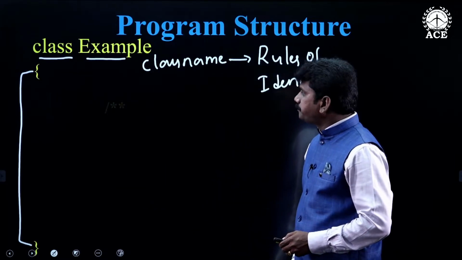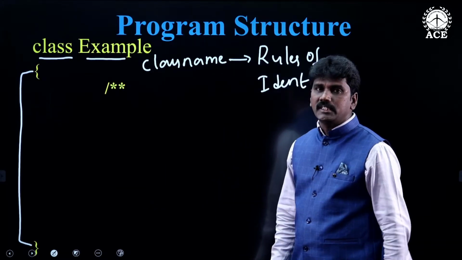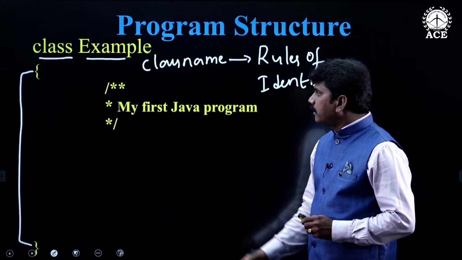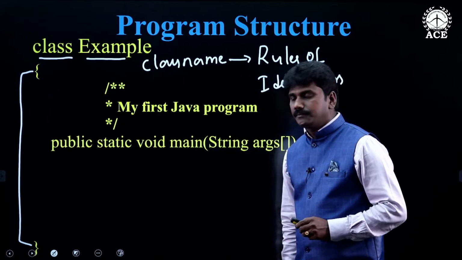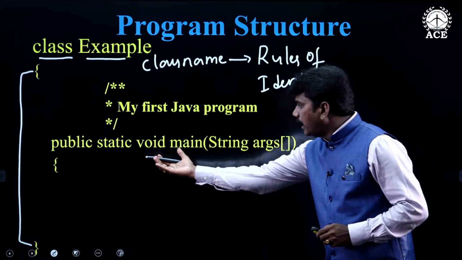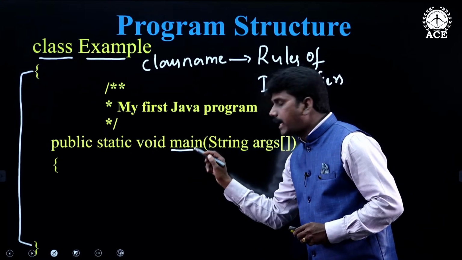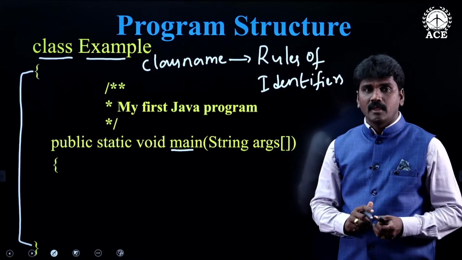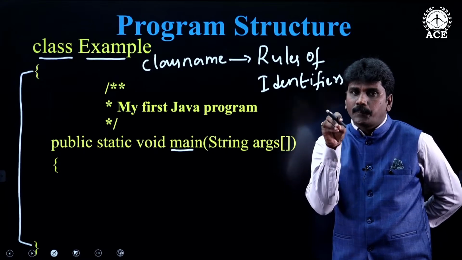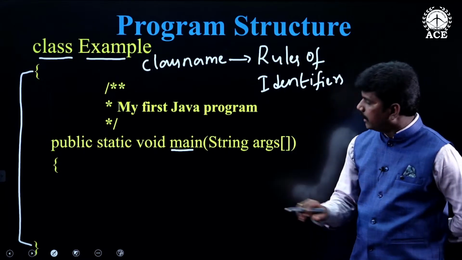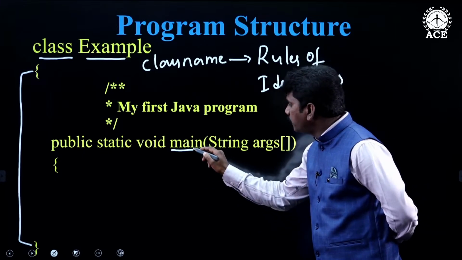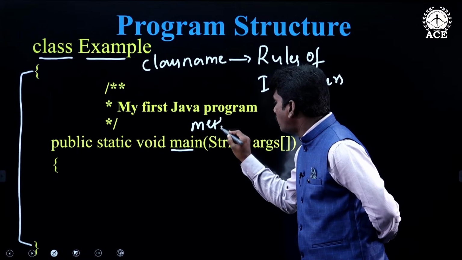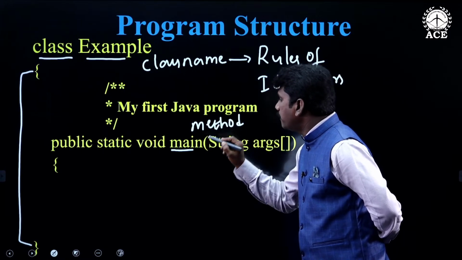And after that we are talking about the simple Java program. It will contain comments, and then I have taken one method called the main method. The execution of the program in Java always starts from the main method only. What is this? It is the main method.